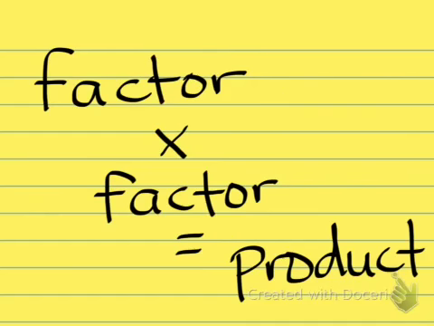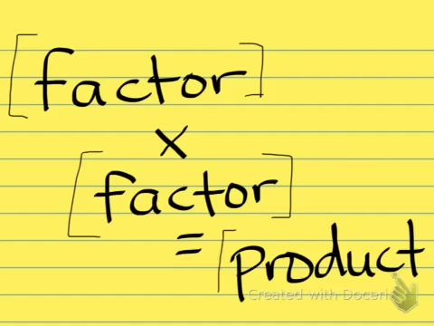Today we're going to review some vocabulary that goes with multiplication. The numbers that you're going to multiply, the first number is called a factor. The second number is also called a factor, but the answer that you are looking for is called the product. So you can think about it as factor times factor equals the product.